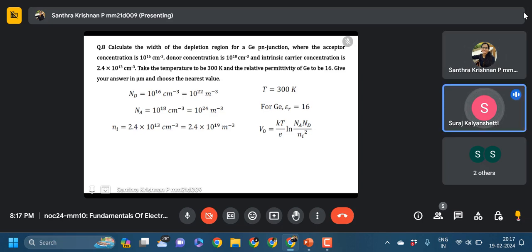In this case, you will use k in joules per Kelvin, right? No conversions are required. Okay, got it. Then you will use that V naught in this equation. Can you try this?